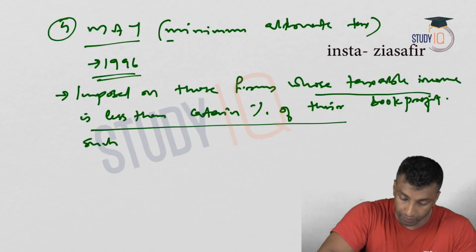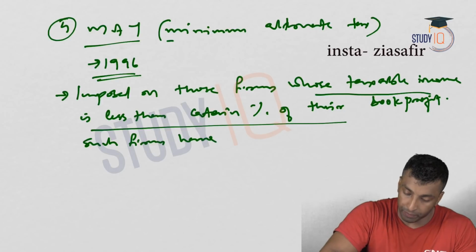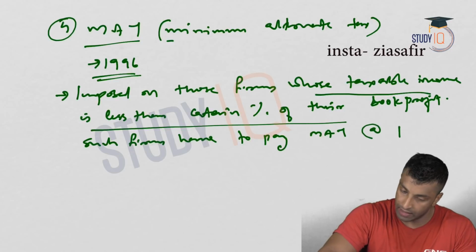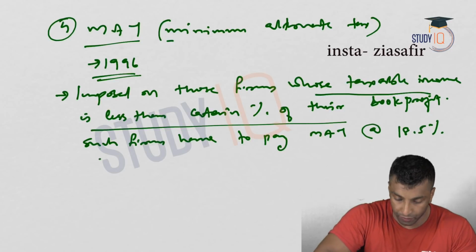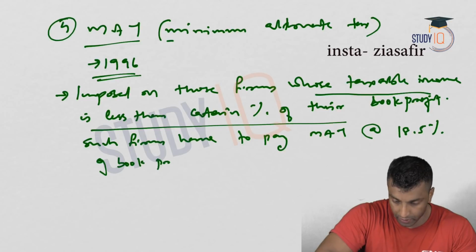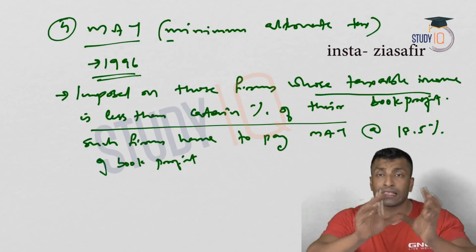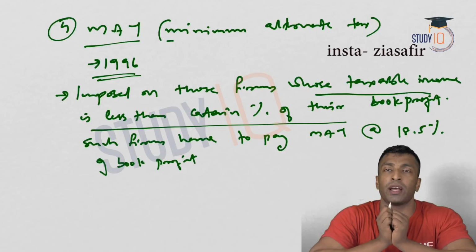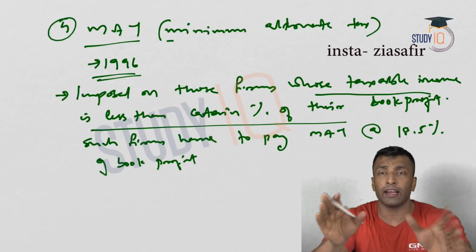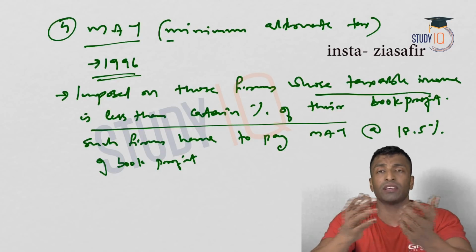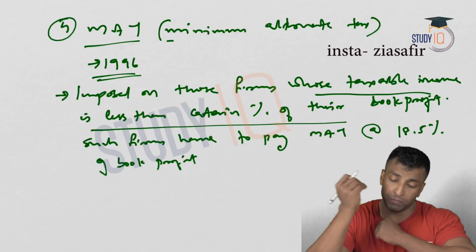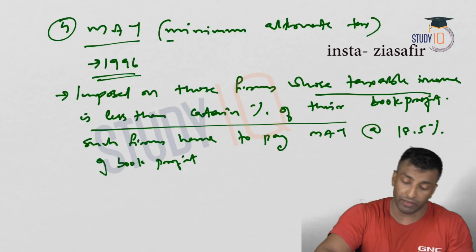Such firms have to pay MAT at 18.5% of book profit. Okay, so if your taxable income is less than a particular percentage of the book profit, then in that case MAT is imposed and you have to pay a flat 18.5% of book profit. Otherwise you need to pay 30%, here 18.5%. Now what do you mean by this taxable income? What is this book profit and everything?